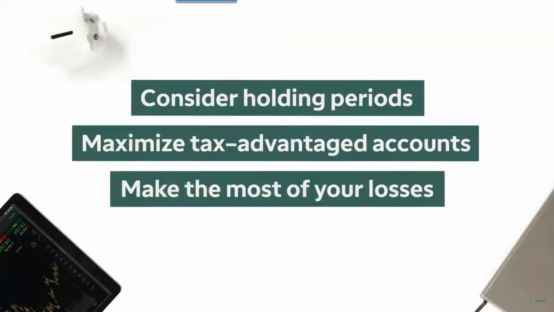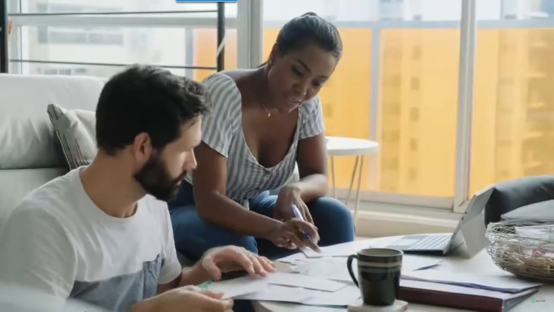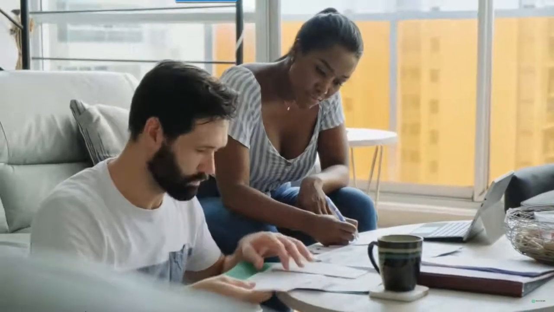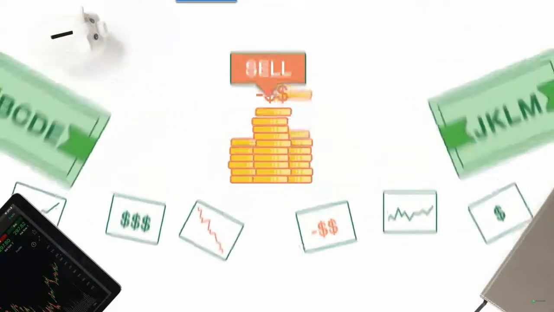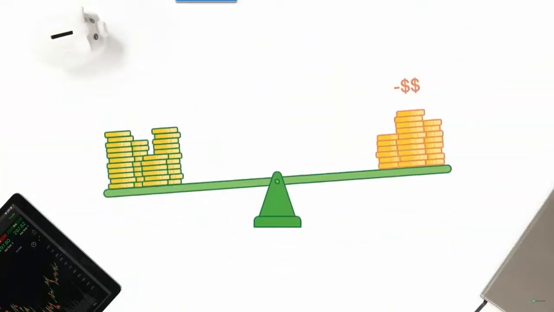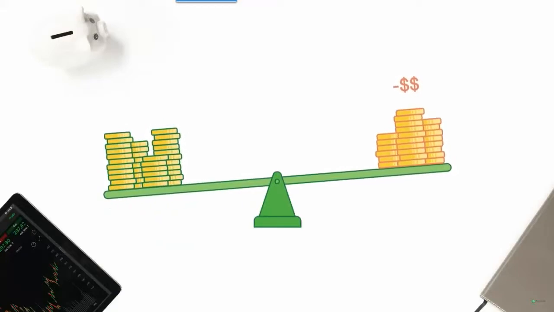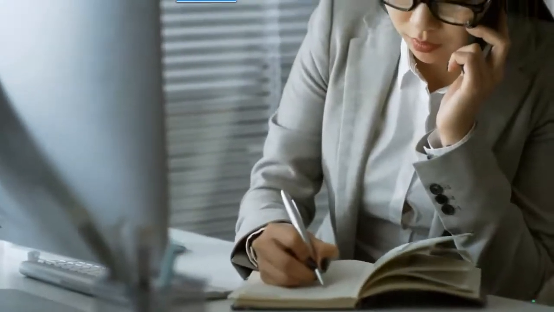Third, in taxable accounts, make the most of your losses. Benefiting from losses may seem counterintuitive, but the IRS actually allows you to write off certain trading losses, which can help offset some of your capital gains taxes. For example, tax loss harvesting is a strategy that involves closing certain positions to intentionally realize losses that reduce your tax liability. Many brokerages offer automated tax loss harvesting services, but it's not right for everybody, so be sure to check with the tax or financial advisor.